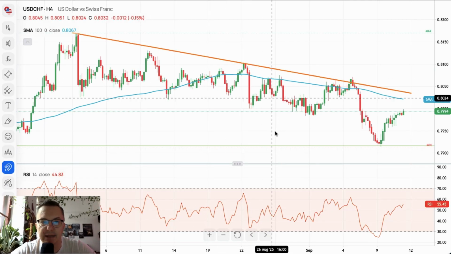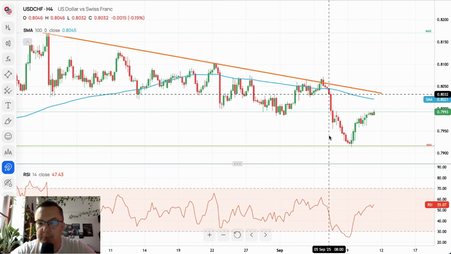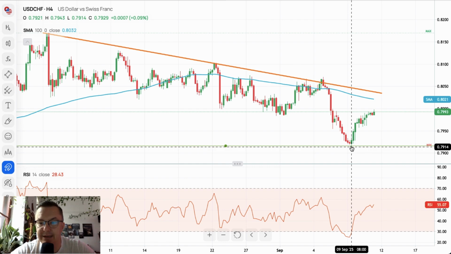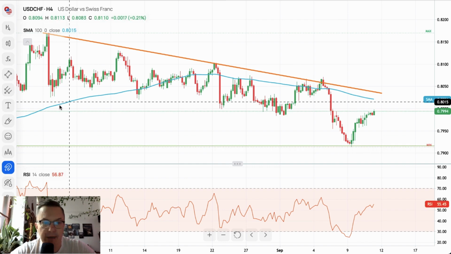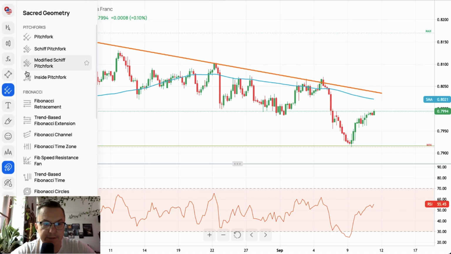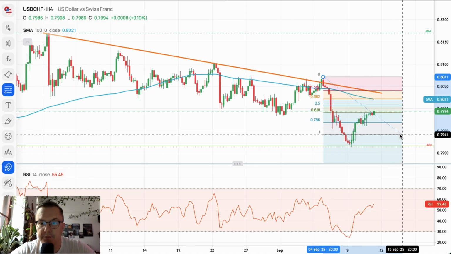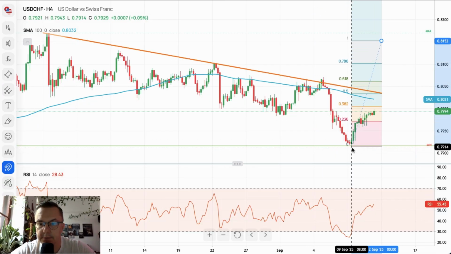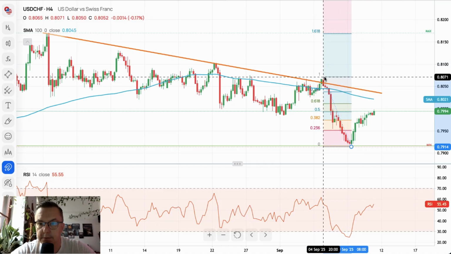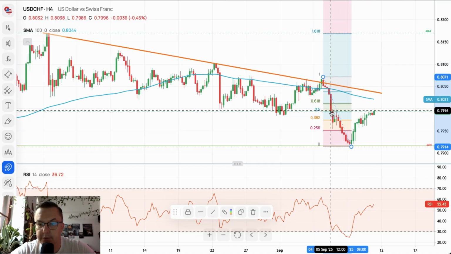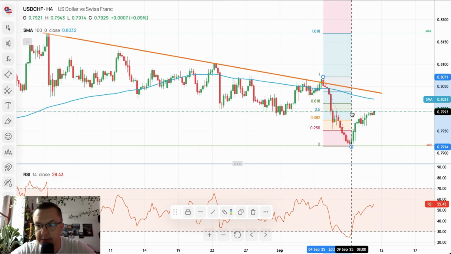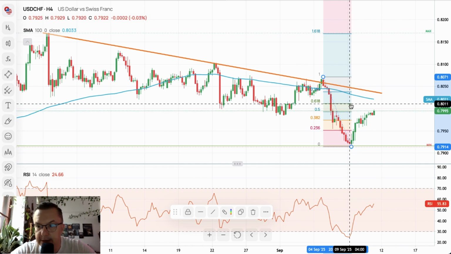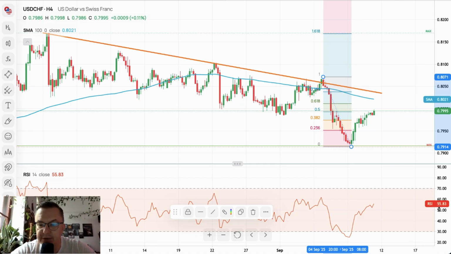US dollar versus the Swiss franc. As you can see, very strong bounce from the lows of 7,914. We are back towards the level of 50% of the Fibonacci retracement, roughly around the level of 7,993, around 8,000 basically pips. 61% is located at 8,011 pips, and our size 55 points.